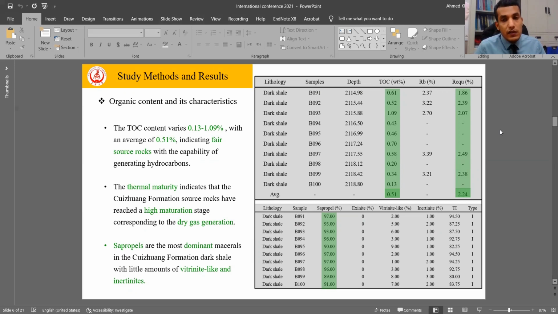Thermal maturity is relatively high and reached a dry gas generation window with an average of 2.24. This indicated that the Cuizhuang formation has already generated crude oil and also reached the dry gas generation window. The maceral composition of the Cuizhuang formation is abundant in sapropelinite, and there is a small amount of vitrinite-like and more or less inertinites.